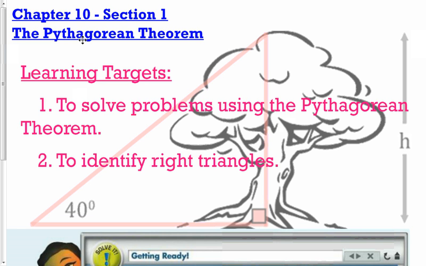Climbing up a tree, climbing up a tree. I'm just sitting here climbing up a tree. Nope, I'm not actually climbing up a tree.